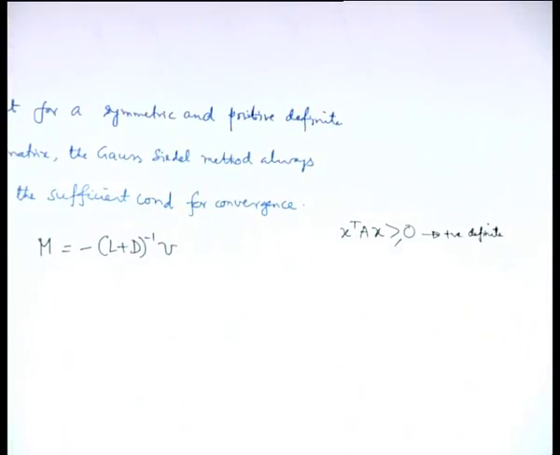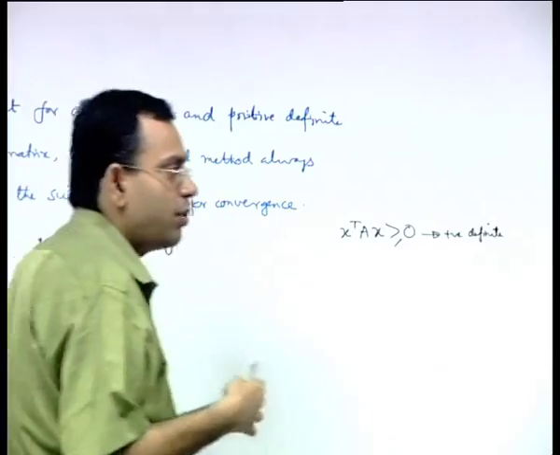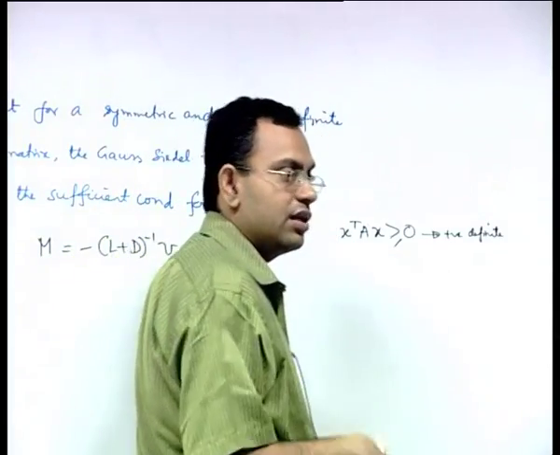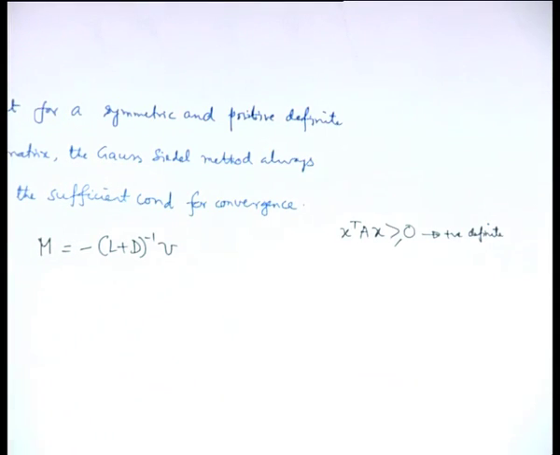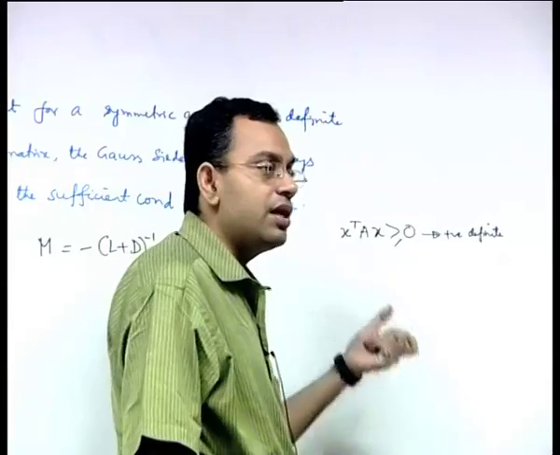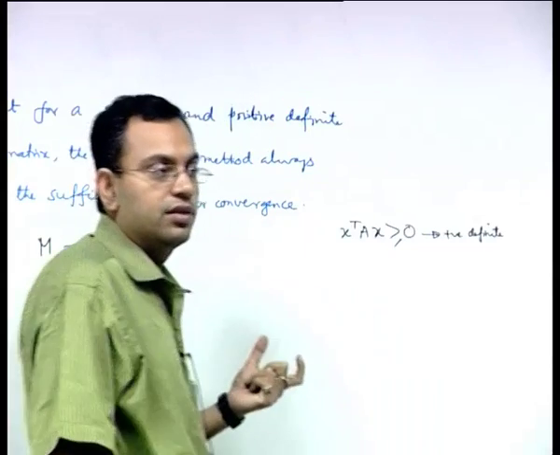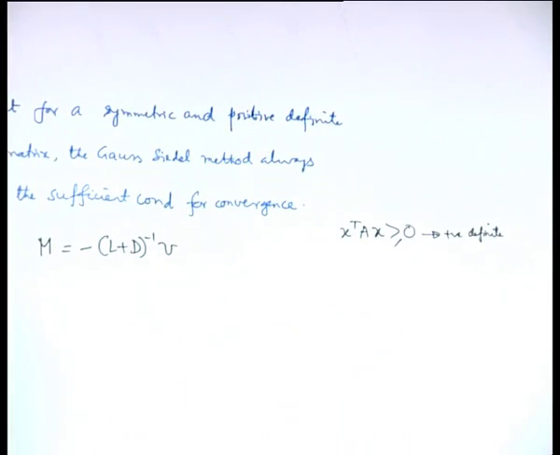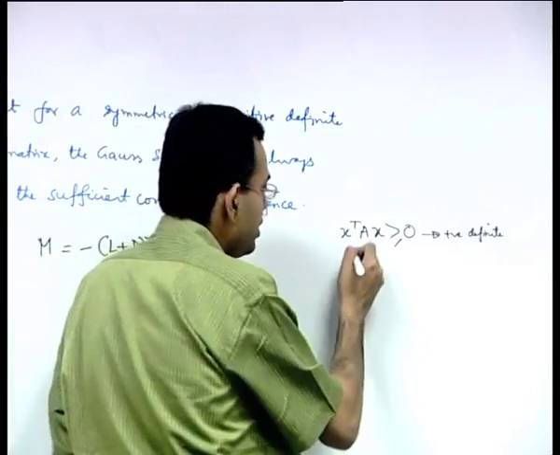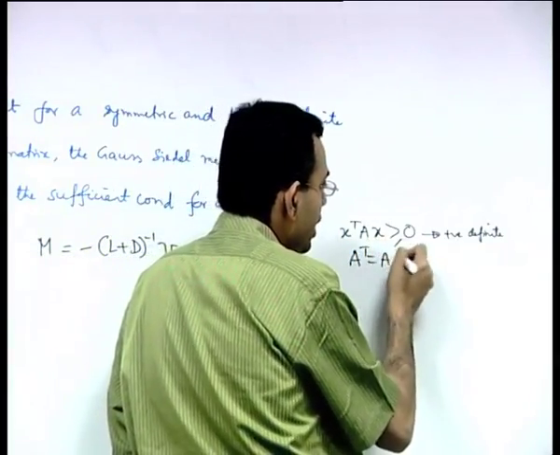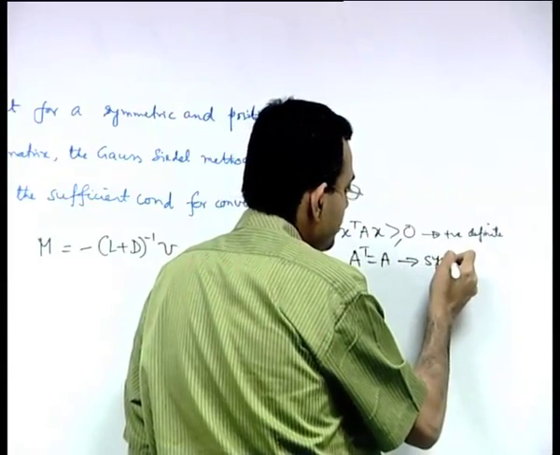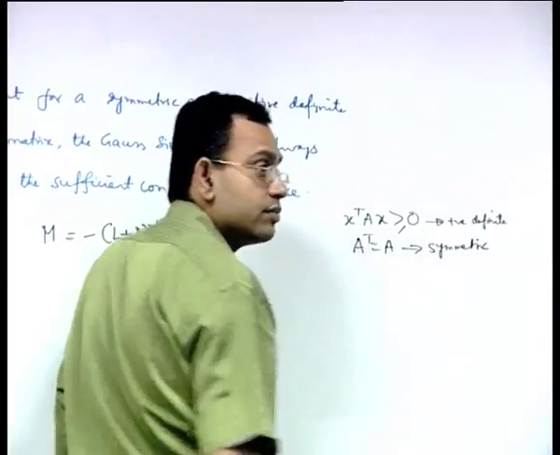Positive definite matrices have positive diagonal elements and positive principal minors. They have several interesting and important properties. So if some of the diagonal elements appear to be negative, you should suspect that it is not a positive definite matrix. And symmetric matrix A means A transpose equal to A.